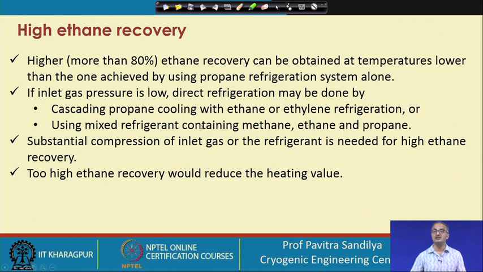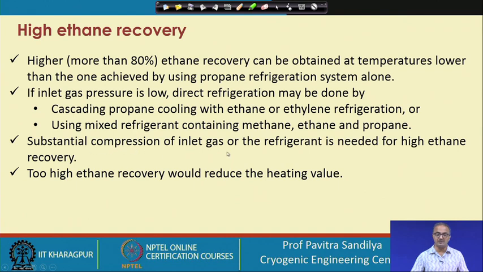This is the case where we do not have enough pressure on the feed side, so expansion should not be done, because expansion is going to create still more pressure drop. In that case we are completely dependent on refrigeration, either by cascade refrigeration or by mixed refrigerant. Both these things we have done earlier in separate lectures, so I am not going to go into detail about these two types of refrigeration.